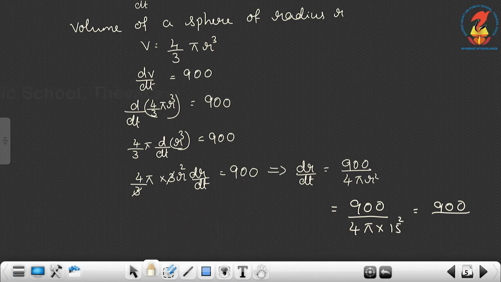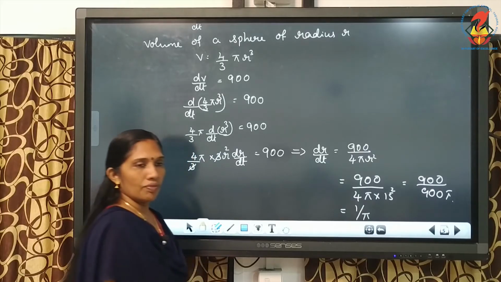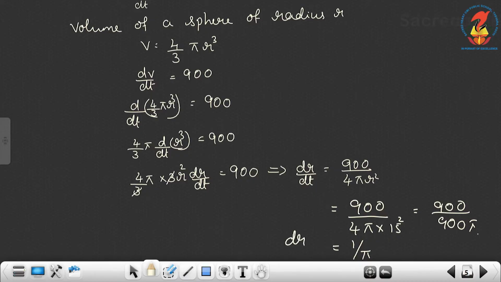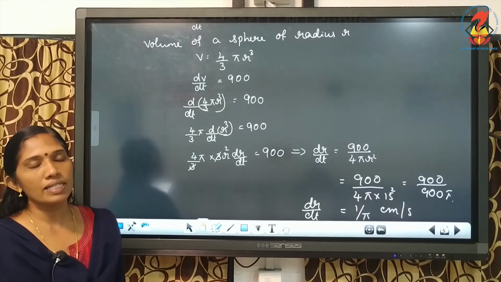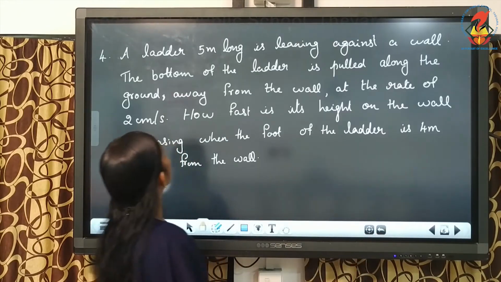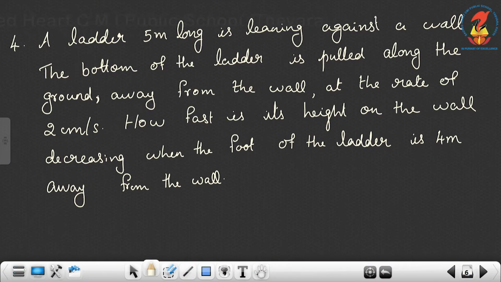It is 900. So, 900 pi, 900 cancel. So, 1 by pi. Then what is the unit? dr by dt unit is centimeter per second. So, 1 by pi centimeter per second. That is the answer. Now, the next one, a ladder 5 meter long is leaning against a wall.